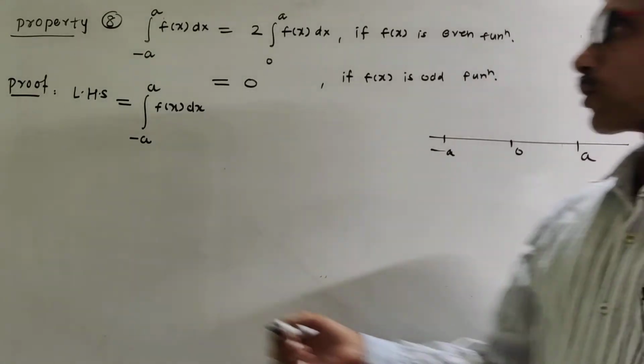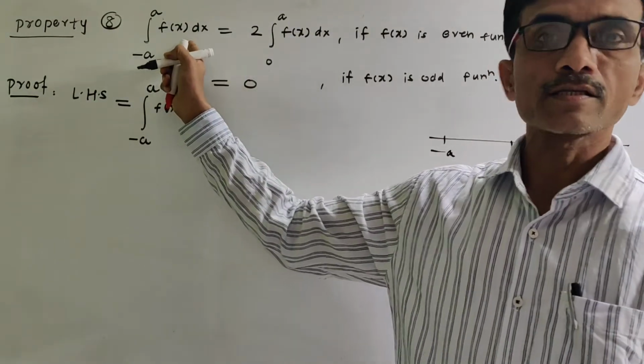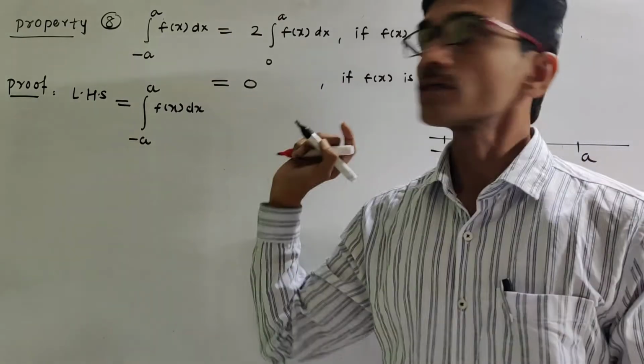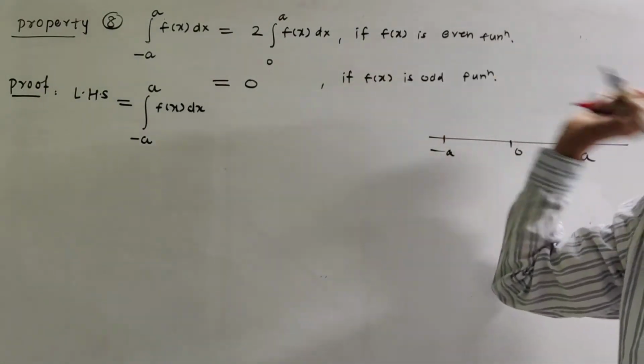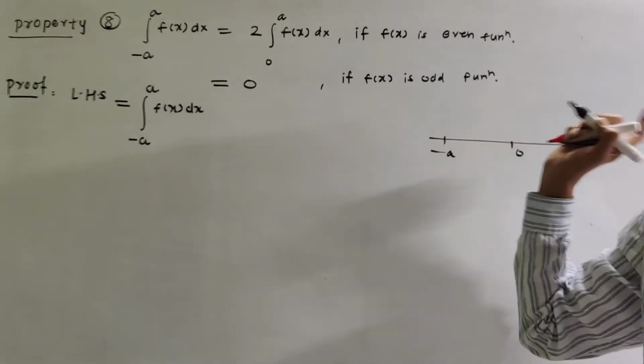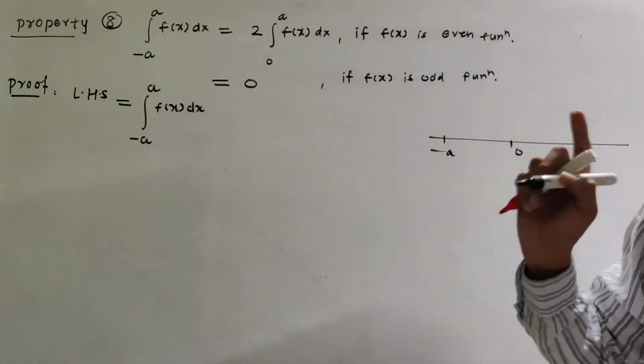Here is the next property: integral minus a to plus a f(x) dx is equal to 2 times integral 0 to a f(x) dx when the function is an even function. Otherwise it is 0 if the function is an odd function. So we prove this. Again, this property is very important.